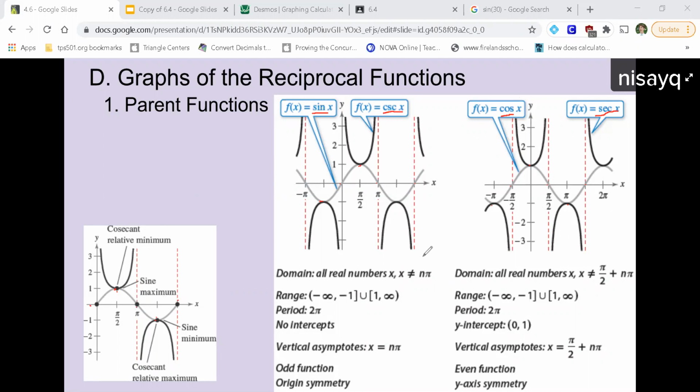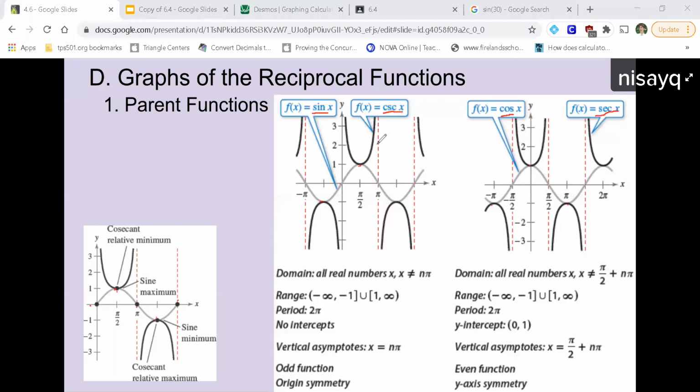So as a result of this, a lot of these properties, which again are just in the back of the book, you don't have to rewrite all these, are the same or can be derived from sine. So the domain is all the numbers except the x-intercepts of sine, which are all the pi values: 1 pi, 2 pi, 3 pi, and so on. The range is all the numbers not between -1 and 1, except for the endpoints.